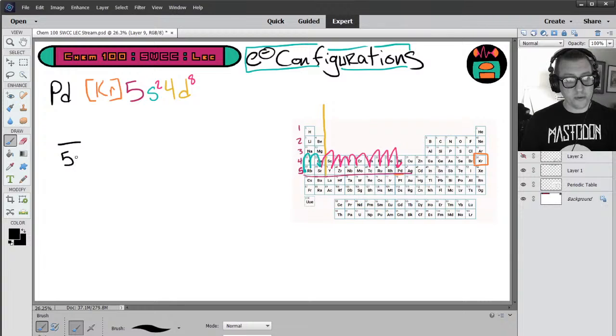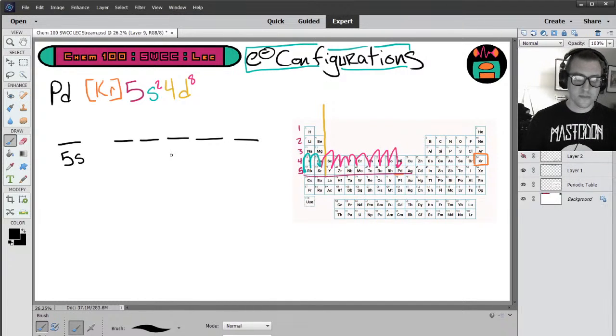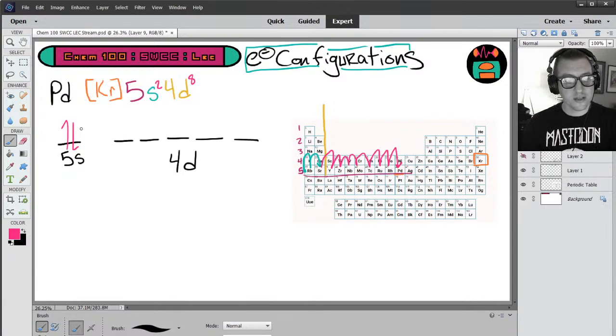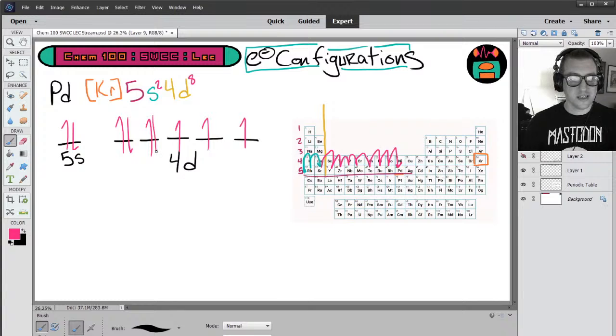To write out our orbital diagram, we have to write the 1 orbital in the 5s subshell and the 5 orbitals in the 4d subshell. And we have 2 electrons in the 5s subshell, and then we have 8. So 1, 2, 3, 4, 5, 6, 7, and 8.